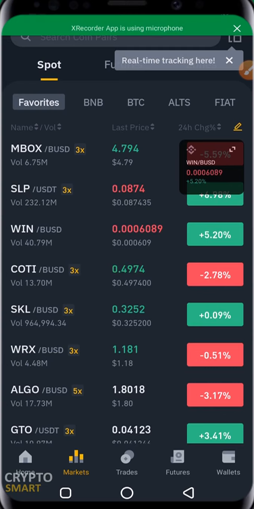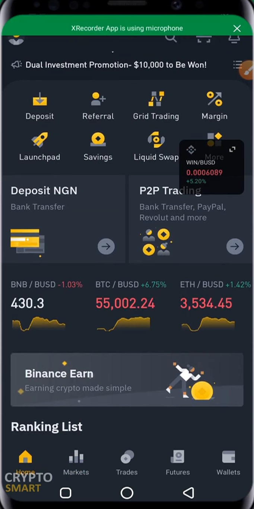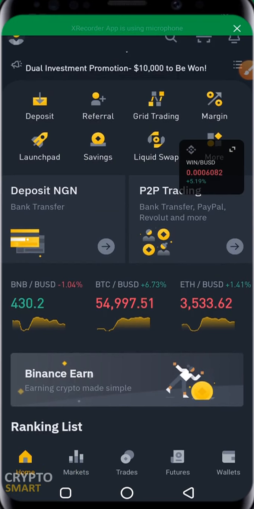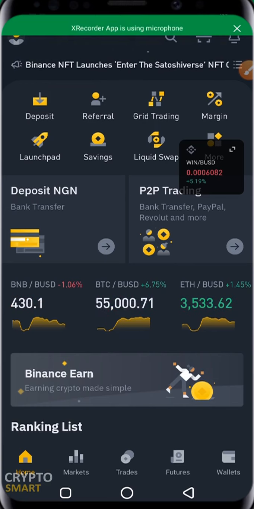Anything can happen, anything is possible. BTC at the price it is now is at what? $55,000. It can drop massively to $45,000 in the next 10 minutes or 30 minutes. Nobody knows. So if you bought BTC at $55,000, you should use a very tight stop loss.